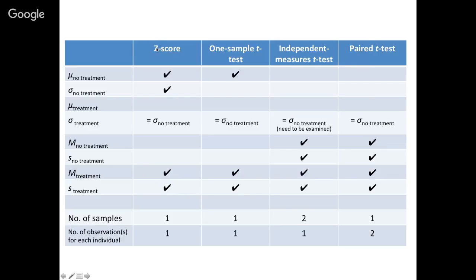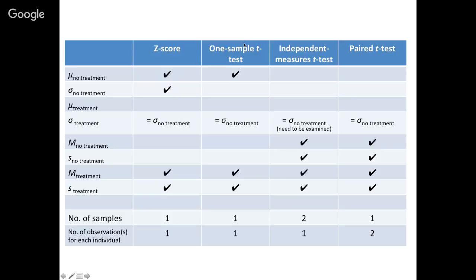So when to use the z-score? When we just have one group, one sample of subjects, and we have one observation for each subject. Also, we know the population mean and population standard deviation before treatment, and then we need to use the z-score.